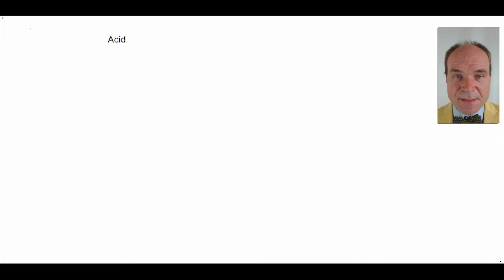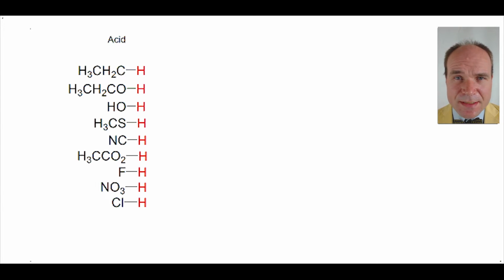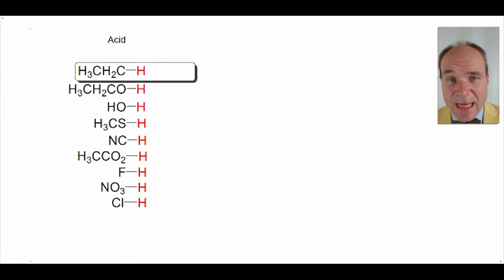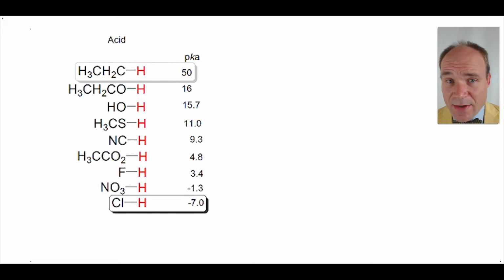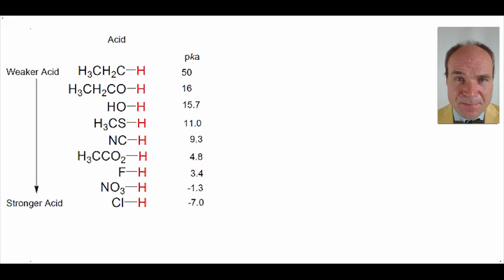Let's look at a range of acids. At one extreme, we have alkanes, where there are just carbons and hydrogens bonded with single bonds, all the way through to hydrochloric acid at the other end. What would be a good pKa value for these examples? Well, an alkane is normally a pKa of around 50, and hydrochloric acid has a pKa of -7. So the alkane is a weak acid, and hydrochloric acid is a strong acid.